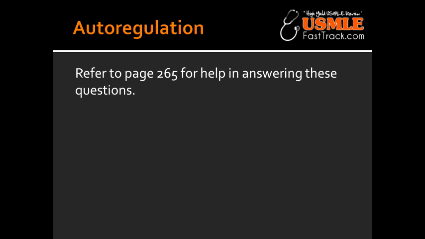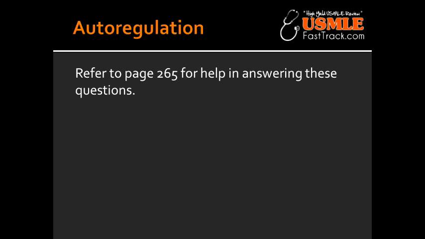What are some of the factors determining autoregulation of the heart? The factors determining the autoregulation of the heart include local metabolites, which are the vasodilatory metabolites, such as carbon dioxide, adenosine, and nitric oxide. What are the factors for determining autoregulation of the brain?